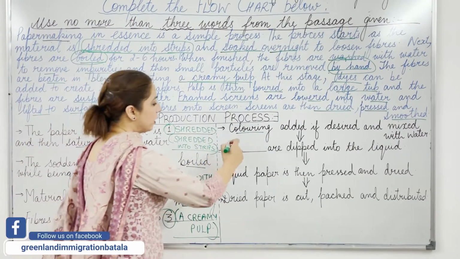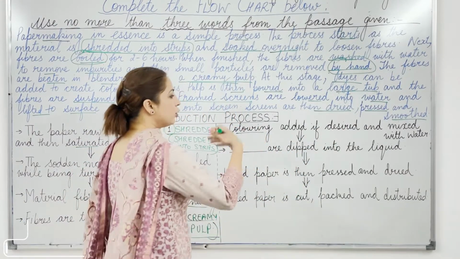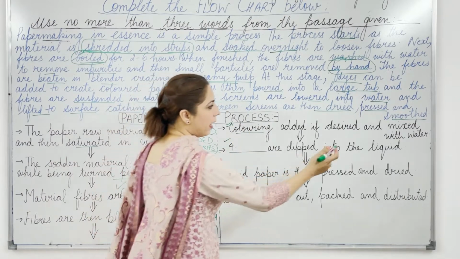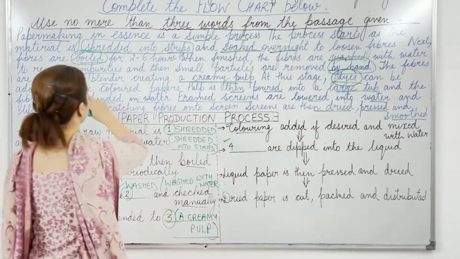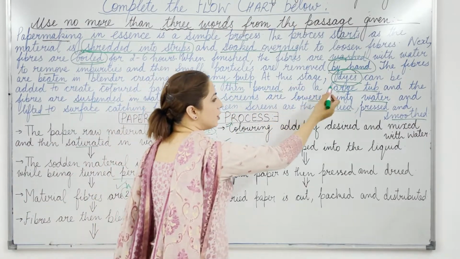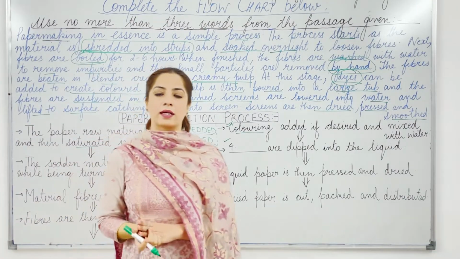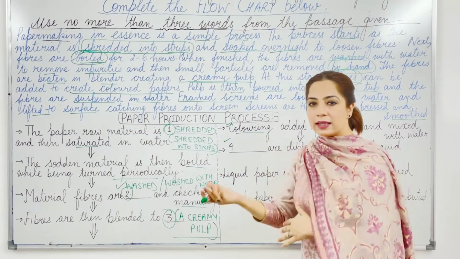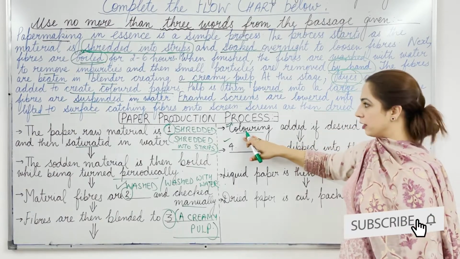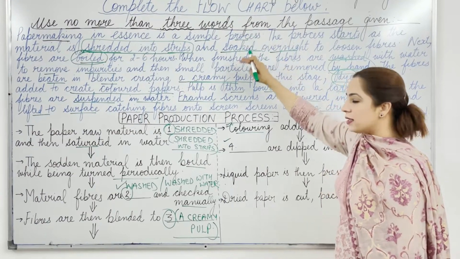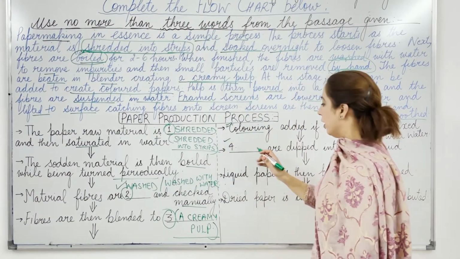Okay, now coming on to the last portion of the flow chart, coloring added if desired. If there is a need, we can add some color, and that is mixed with water. And here, instead of color, dyes is given. So the statement is, once the fibers are blended into a creamy pulp, at this stage dyes can be added to create colored papers. If we want to prepare colored paper, we can add dyes. We can add, it's our choice. And here they are saying coloring added if desired. If needed, you can add color. That means our location and passage are chosen correctly, since we are matching each and every keyword.